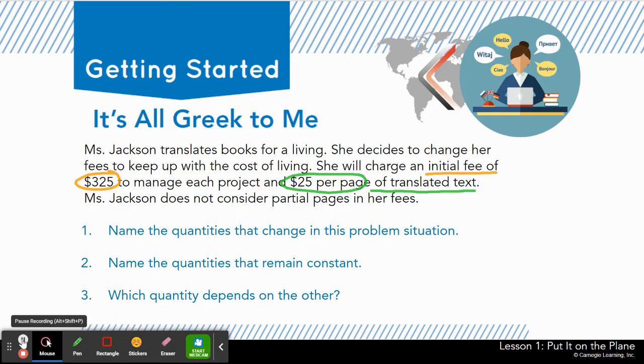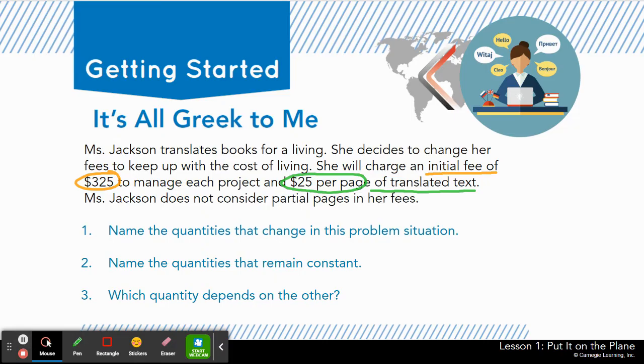You'll notice in my annotations, I circled the numbers that were given and then I underlined what those numbers represented. So what you should have annotated was that the initial fee is $325, and to translate each page of text is $25 per page. So a quick example: if Miss Jackson has a customer come in today, bam, that's $325 in the door. Say this customer has 4 pages they want to get translated. Well, that's 25, 25, 25, 25 for each of those pages.